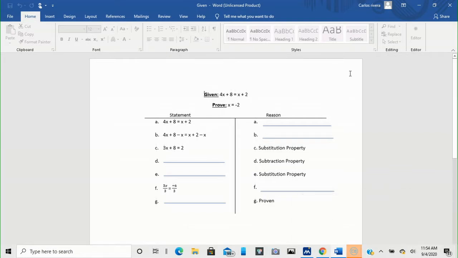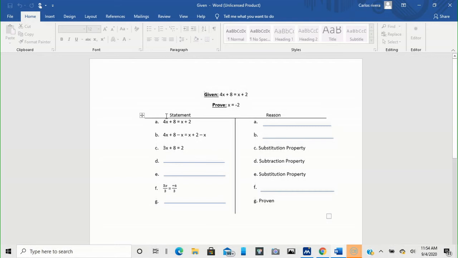All right, ladies and gentlemen, notice that we have a given equation which is 4x plus 8 equals x plus 2. We have to prove that x equals negative 2. I didn't have you guys do the whole thing because I know it's a little complicated, it's something new. So we're going to take it step by step. Today, I pretty much did part of it. You guys have to fill in the blanks. Make sure you write down the whole problem when you turn it in. Make sure you fill in the blanks as well.